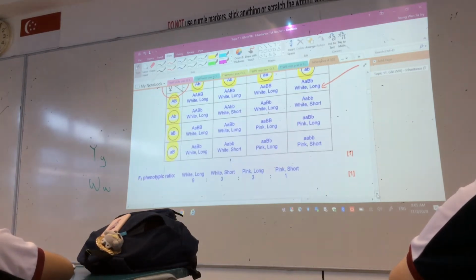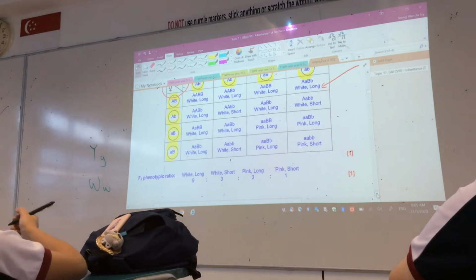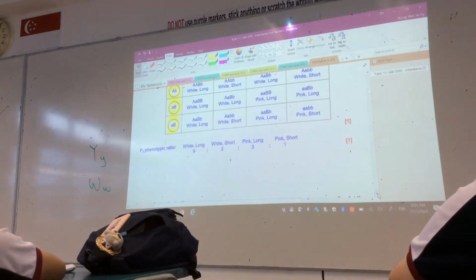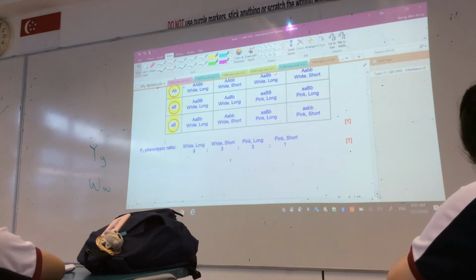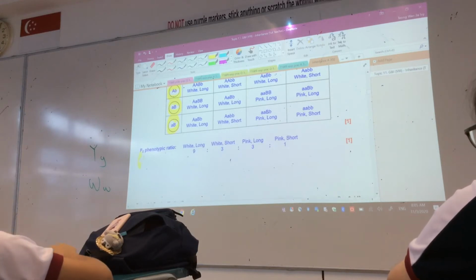This is the F2 phenotypic ratio, which you get 9:3:3:1. Any problems? Now, is this the expected ratio or is this the observed ratio? Expected. Right, this is the expected ratio.